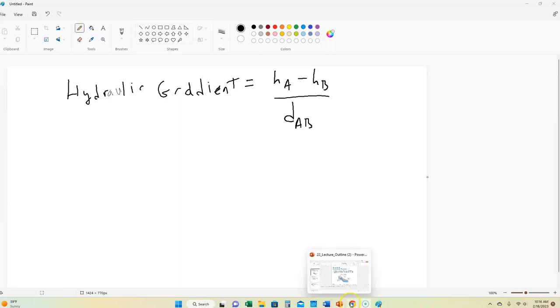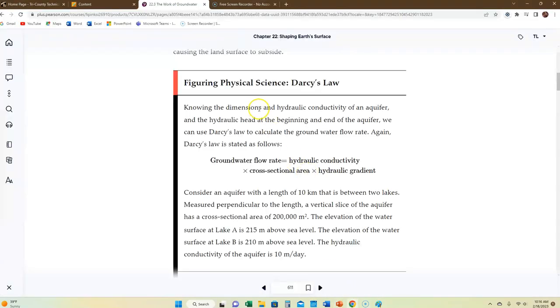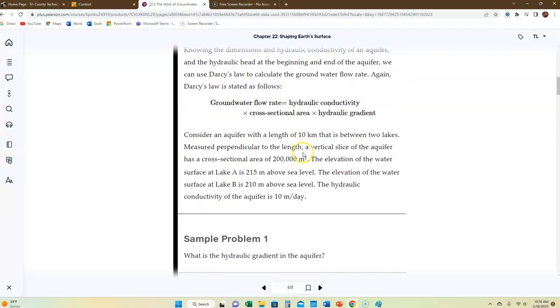Let's get some numbers. All right, so if we go to the textbook, there's an example of this right here. By the way, this is the full thing that we're going to do: the groundwater flow rate. That's really what we're looking for. And so what we're about to do is this part right here, the hydraulic gradient. So the other stuff, the hydraulic conductivity multiplied by the cross-sectional area, multiplied by the hydraulic gradient. These first two, the hydraulic conductivity and the cross-sectional area, are always given to you.